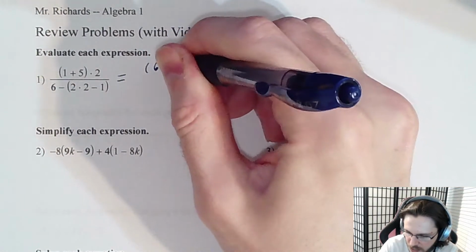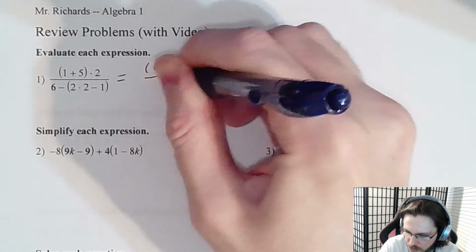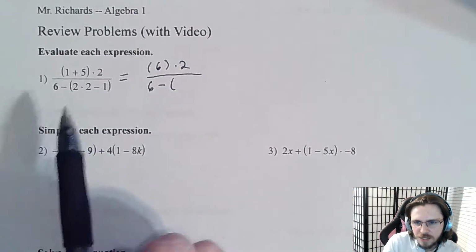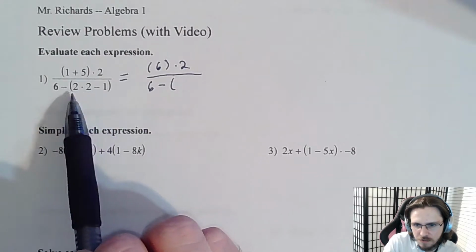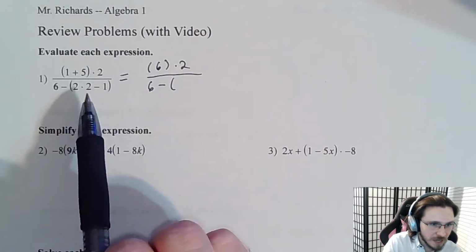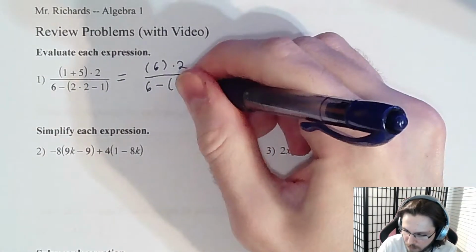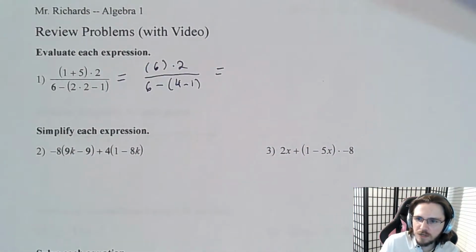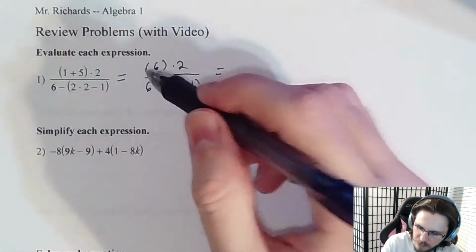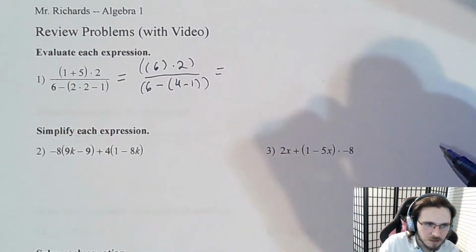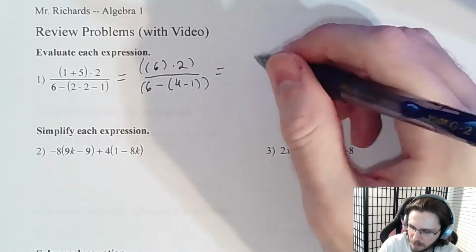That's going to be a 6 times 2 down here, 6 minus, and then inside this parentheses, we have a 2 times 2 and a minus 1. So we actually have to follow the PEMDAS inside of the parentheses. So 4 first, and then minus 1. Continuing on. Don't forget there's an invisible parentheses around the entire top and around the entire bottom of every question. So that means we also have to do that top parentheses up there.